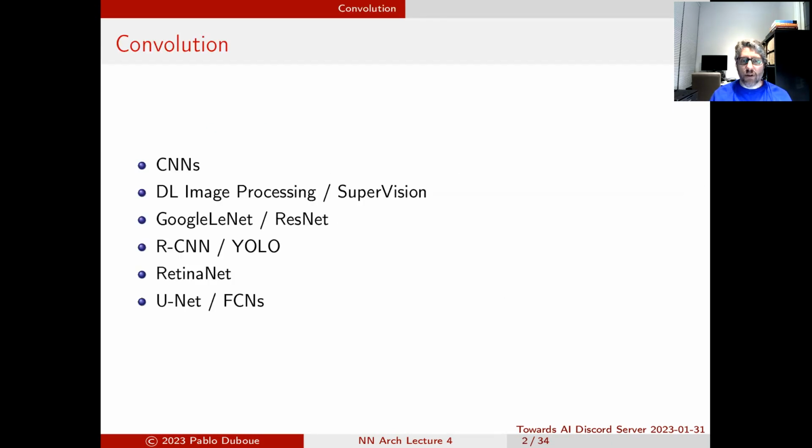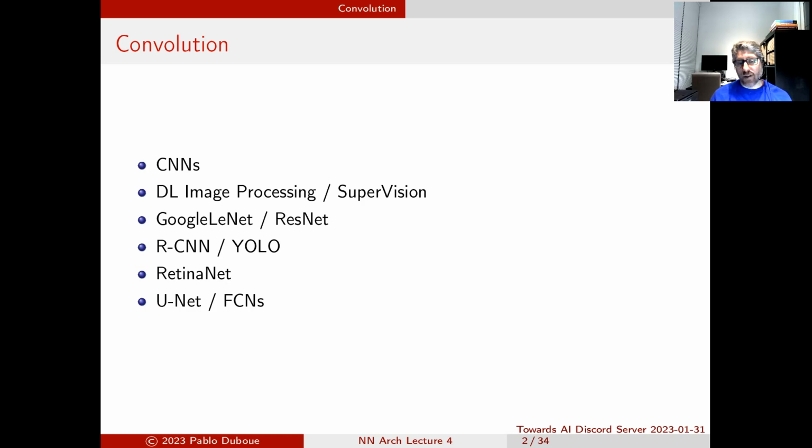Today we are going to see convolution. In particular, we're going to talk briefly about CNNs and the convolutional operation. Then we're going to talk about deep learning for image processing and the AlexNet architecture, and how it revolutionized the field, and from there different improvements and concepts that came in the last decade, particularly the Inception network in GoogLeNet and residual networks in ResNets.